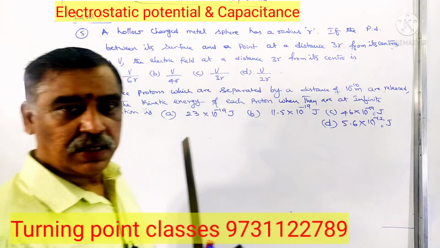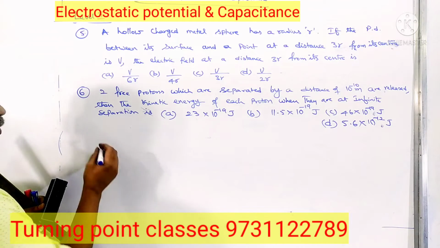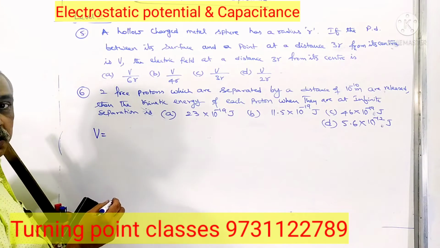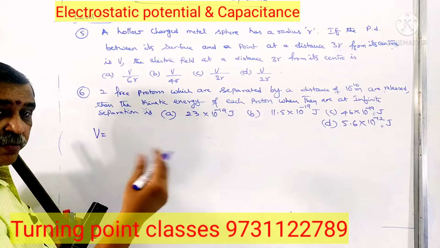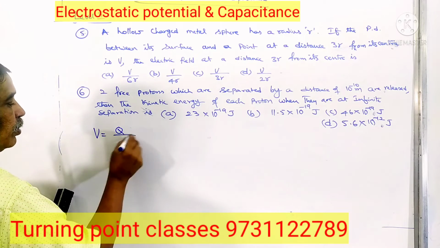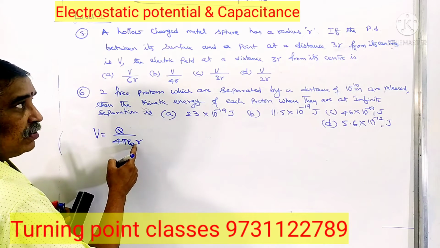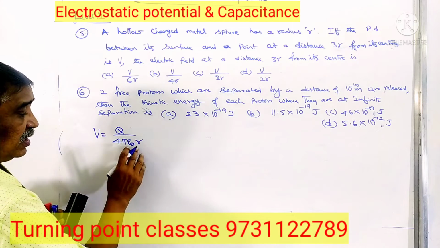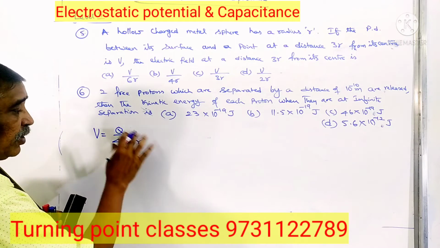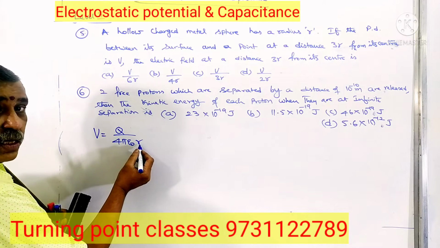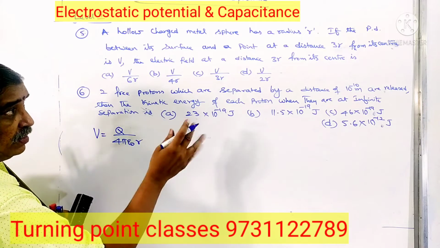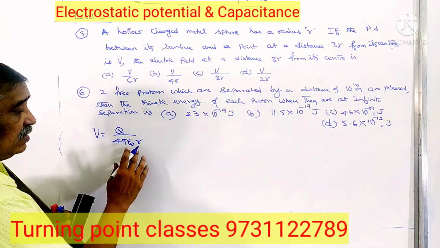for this problem, what is the equation for potential on the surface of the sphere or away from the surface of the sphere? V is equal to Q by 4 pi epsilon naught R. So if R is equal to capital R, the radius, here it's given as r itself. So this is the potential of the sphere. So R may be any value away from the surface.